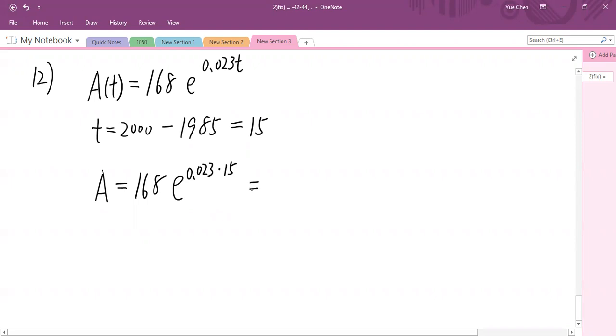But if you want to calculate step by step, you can calculate the power first. So this would be 168 times e to the, if you do the calculation, 0.345. Then you use your calculator to do the calculation. Because this is the population, we always keep the integer. So this is the population in 2000.